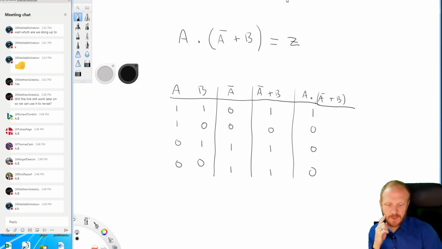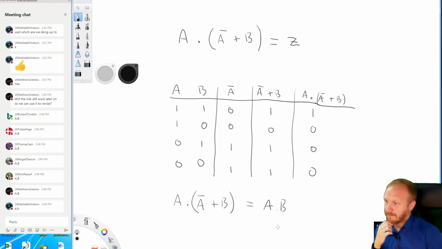Yeah, so hopefully a few of you have spotted that it is the same as an AND operation. It's only a 1 when both of them are there. So from that truth table, we can tell that A dot not A or B equals A dot B. Okay, that's the Boolean simplification.